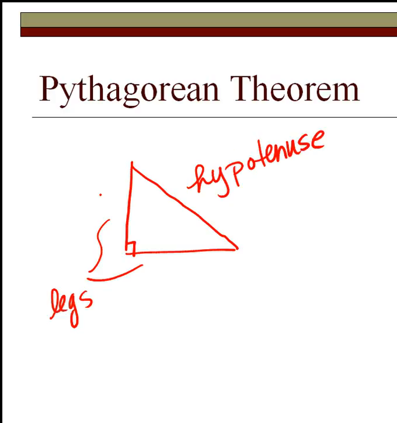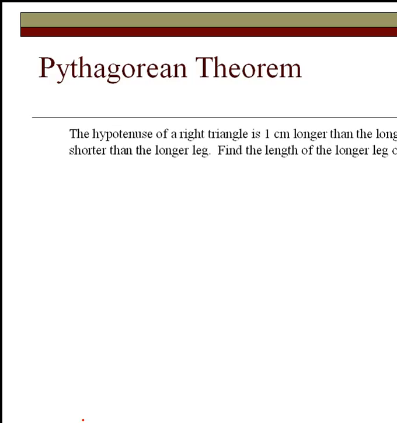And if we label these as a, b, and c, the relationship that always holds true is that a squared plus b squared is equal to c squared. So let's look at how we can apply that to these problems.